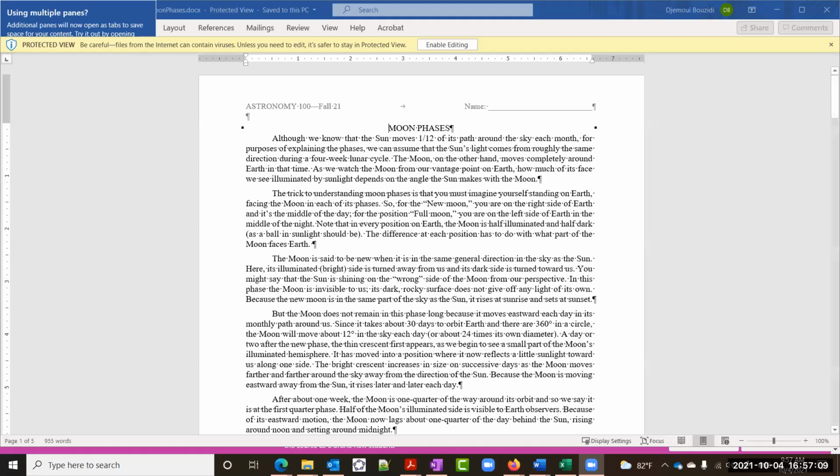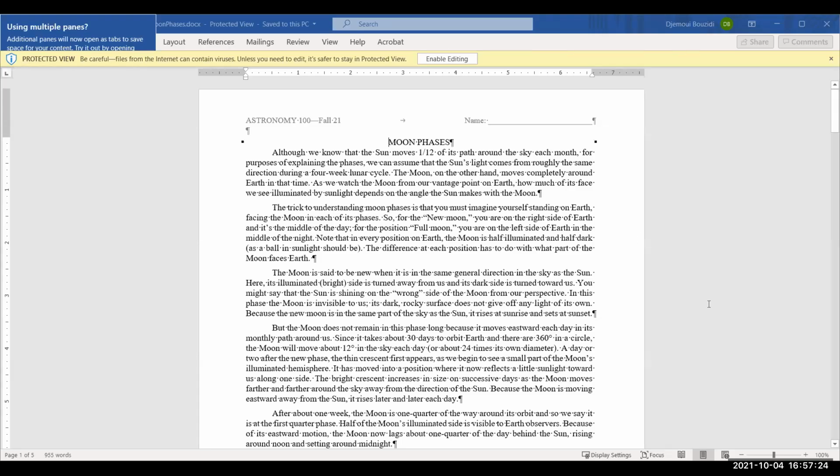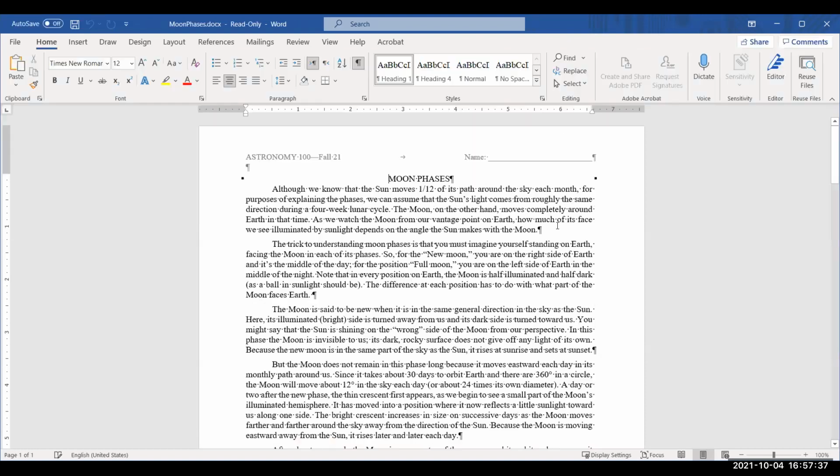When you have it as a Word file, let me stop sharing. I'm not sure what's happening here. Share. When you open it with Microsoft Word, it gives you this thing in here, enable editing. Do enable editing, otherwise you cannot enter anything in it. Okay, let's do that. Okay, so now I can do things to it.